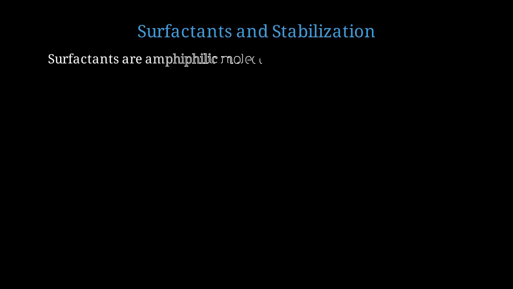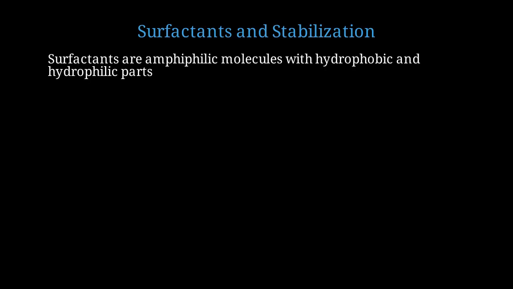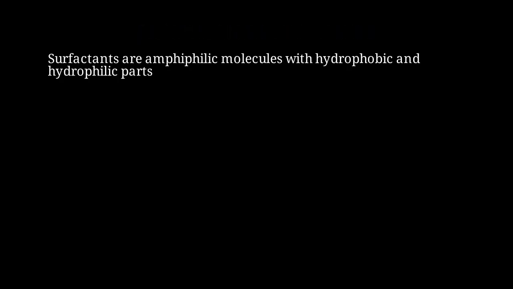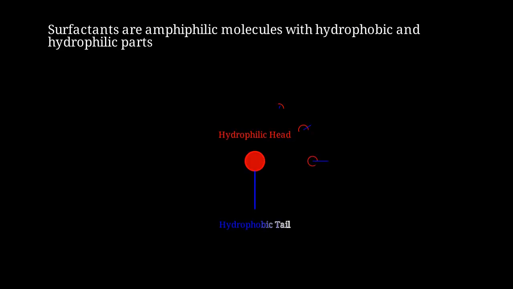Now let's discuss an absolutely critical component of droplet encapsulation: surfactants. These molecules are essential for stabilizing droplets. Surfactants are amphiphilic molecules, meaning they have both a hydrophobic tail that likes oil and a hydrophilic head that likes water. This diagram shows a surfactant molecule with its red hydrophilic head and blue hydrophobic tail. When many surfactants arrange at an interface, they form a protective layer around droplets.